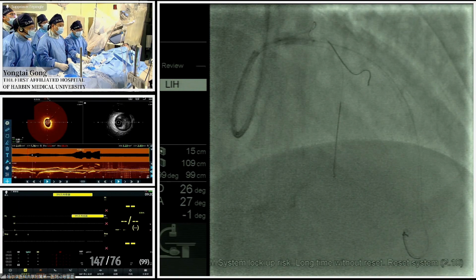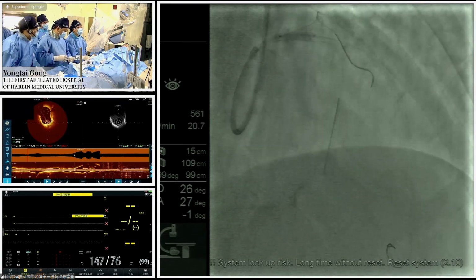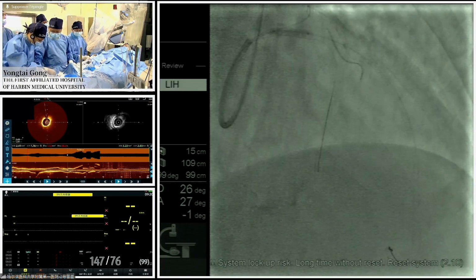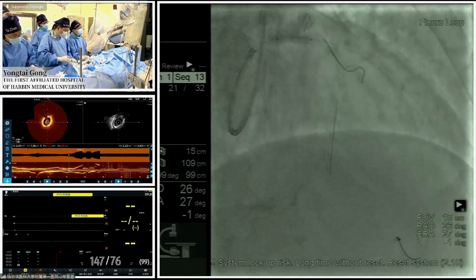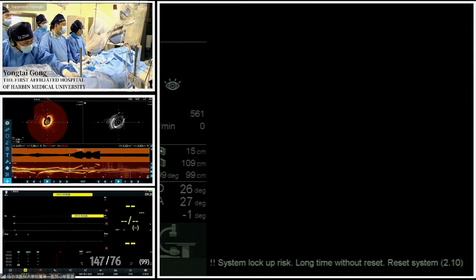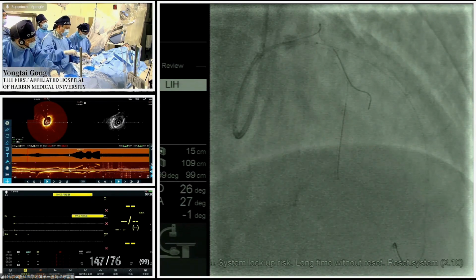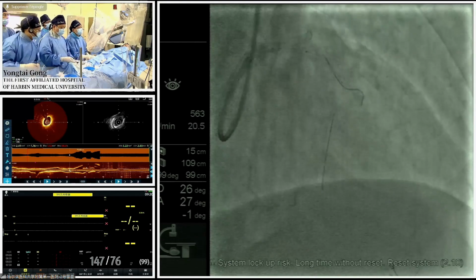So IVL has been recently introduced as a novel technique with potential to safely modify calcium and optimize stent expansion. The pressure wave is able to selectively break both superficial and deep calcium within the vessel wall, creating macro fractures in the calcified plaque. Vessel compliance is increased, and IVL thereby facilitates adequate balloon and stent expansion.